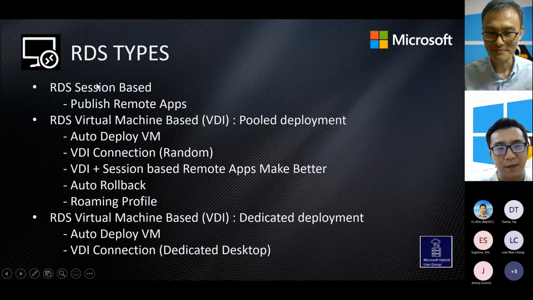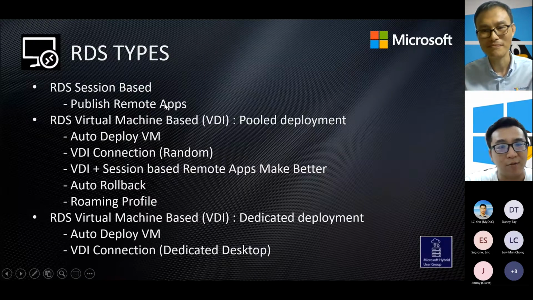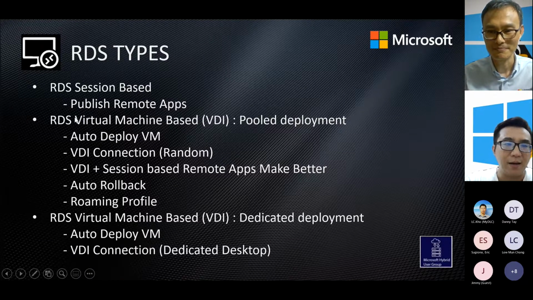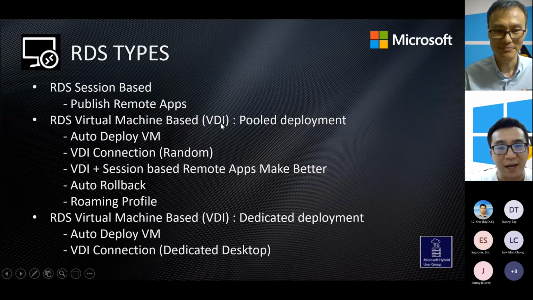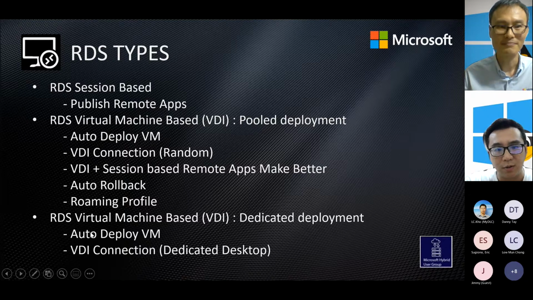The first one is about the RDS session base. We will talk about the remote apps, how to publish, and how simple it is. Then followed by the RDS virtual machine base, or in short form we call it VDI. In VDI there are two deployment modes, and another one is a dedicated deployment. All these topics we are going to cover. I'm not going to talk you through them one by one; later I will tell you.